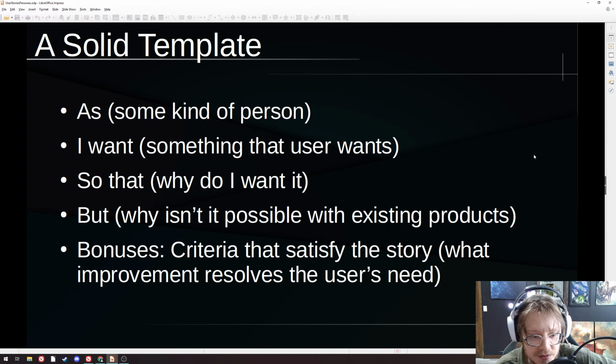And sometimes we can finish with but. So why isn't it possible with the existing products? Why haven't you satisfied those motivations already? As a bonus, you can include criteria that satisfy the story. So what improvement actually resolves the user's need?